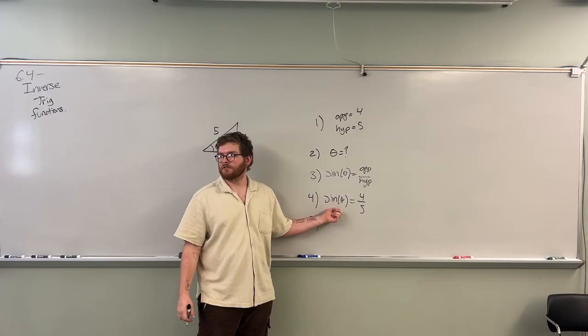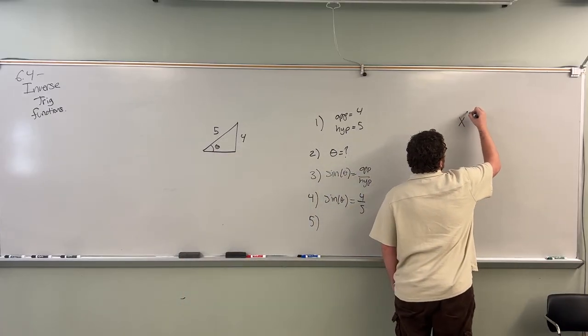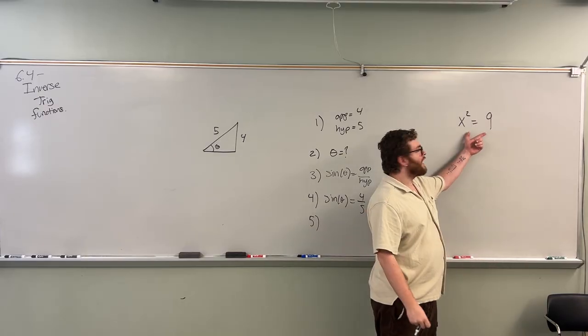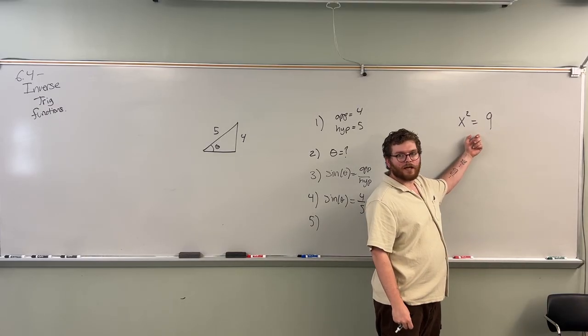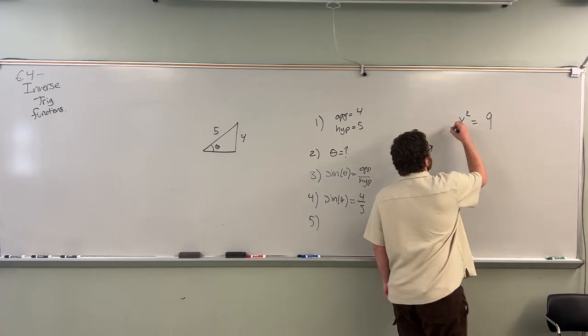Sine is a function. It's just like if I were to say, x squared equals 9, how do I solve for x in this situation? How would I solve for x here? Square root.